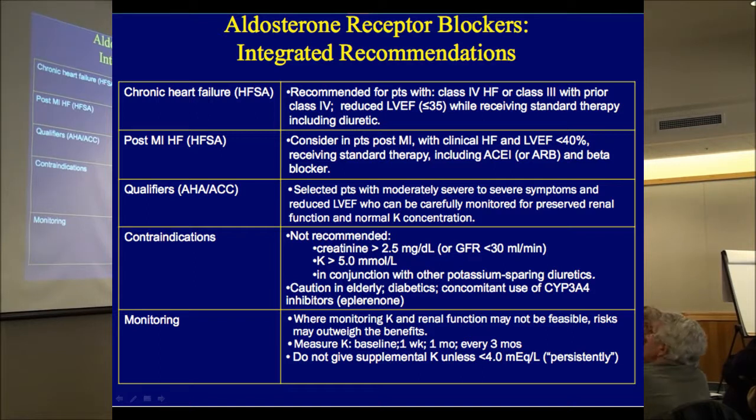Remember, this patient needs to have a baseline potassium of less than 5 and a creatinine of less than 2 for women and less than 2.5 for men, and a glomerular filtration rate of higher than 30 ml per minute. Patients that have less than 30 ml per minute or a high creatinine are not candidates for aldosterone receptor blockade.